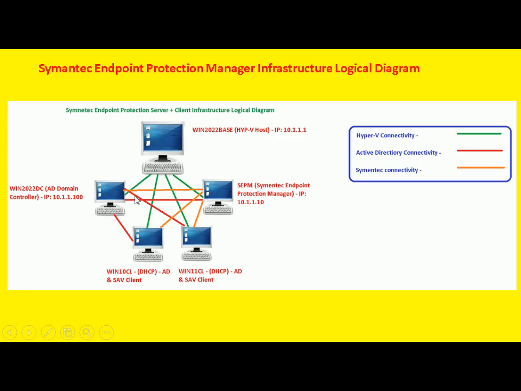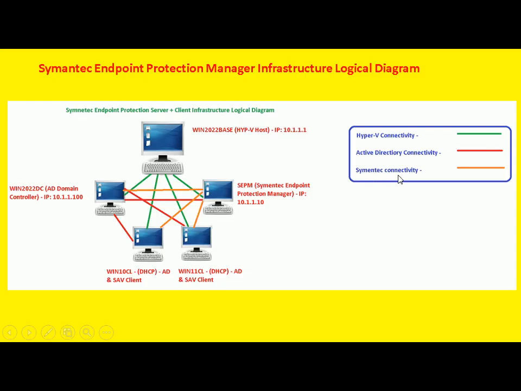So the red line is going to 1, 2, 3, 4. It itself connects with the AD domain controller, then 1, 2, 3 and 4. Okay, so 1, 2, 3. This one machine is connected to other 3 machines using your AD connectivity, and the same thing applies for your Symantec connectivity, which is in orange.